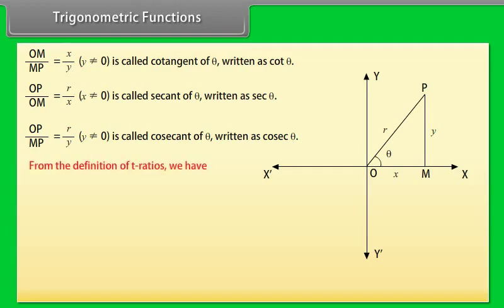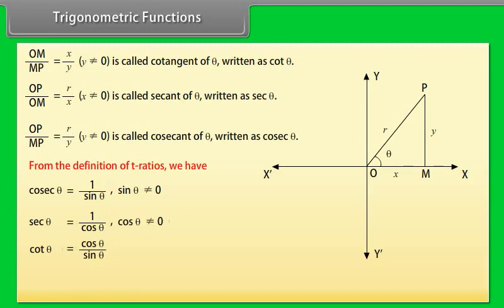From the definition of T ratios, we have cosec of theta equal to 1 by sine of theta, sine of theta not equal to 0. Sec of theta equal to 1 by cos of theta, cos of theta not equal to 0. Cot of theta equal to cos of theta upon sine of theta, sine of theta not equal to 0. Tan of theta equal to sine of theta by cos of theta, cos of theta not equal to 0.